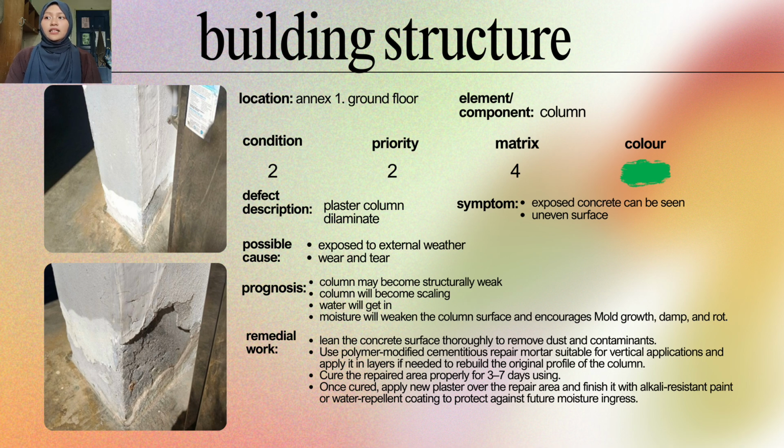Remedial work is to lightly rough the concrete surface to remove dust and contaminants. Use polymer modified cementitious repair mortar suitable for vertical application and apply it in layers if needed to rebuild the original profile of the column. Cure the repair area properly for 3 to 7 days. Once cured, apply new plaster over the repair area and finish it with alkali resistant paint or water repellent coating to protect against future moisture ingress.